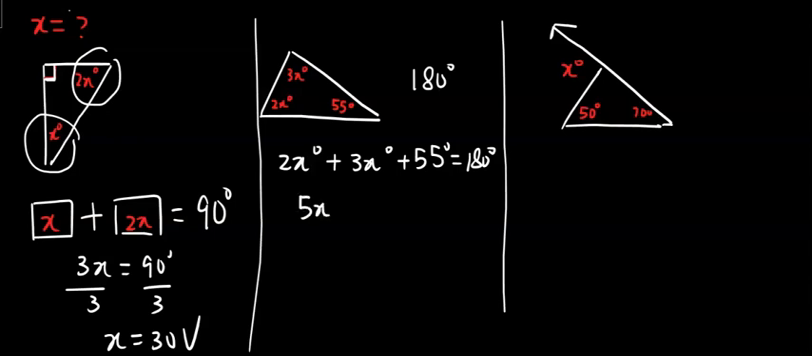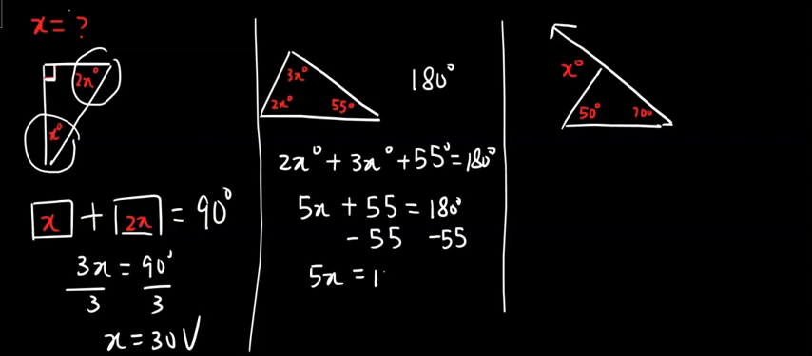I'm going to combine like terms. And 55, 180. I'm going to subtract 55 each side. I have a 5x is 125. Divided by 5, divided by 5, and x is 25.